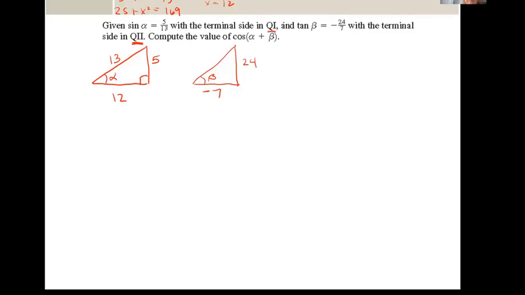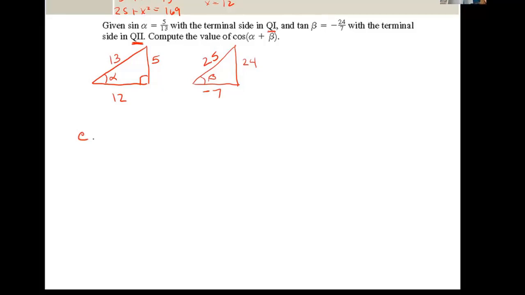Okay, how about the next one? 25. Calculator for that unless you know it off by heart. Maybe 25. Yeah, it's 25. Okay, so now we know a lot, right? We know everything about triangle 1. We know everything about triangle 2.